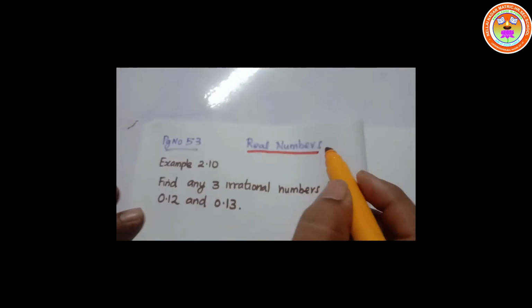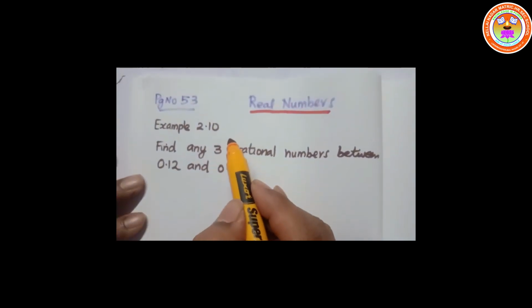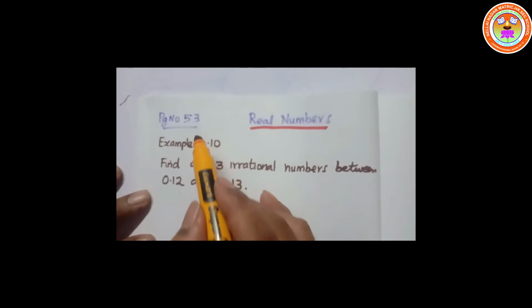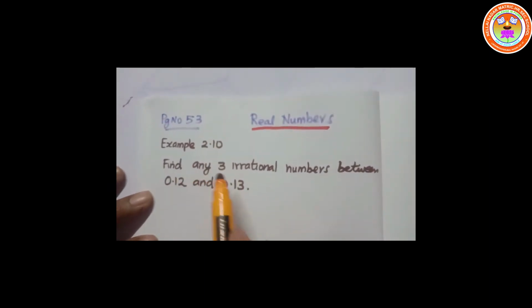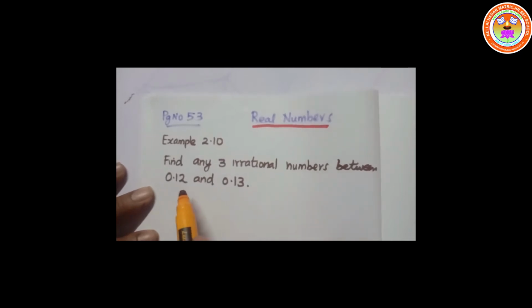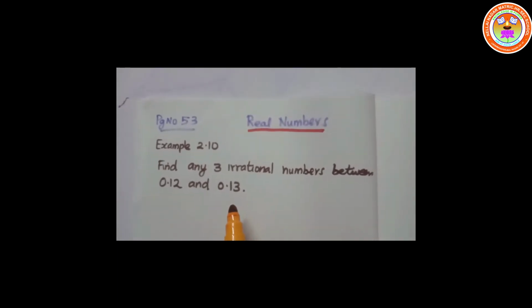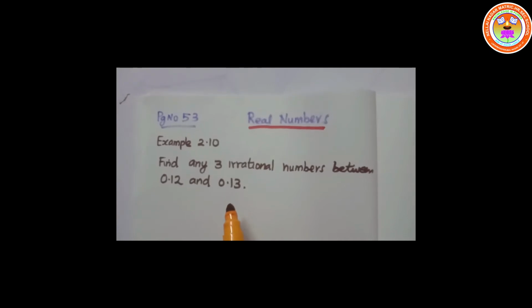Real numbers, chapter 2, example 2.10, page number 53. Find any 3 irrational numbers between 0.12 and 0.13. So in between 0.12 and 0.13 there are infinitely many numbers. You can write any 3.